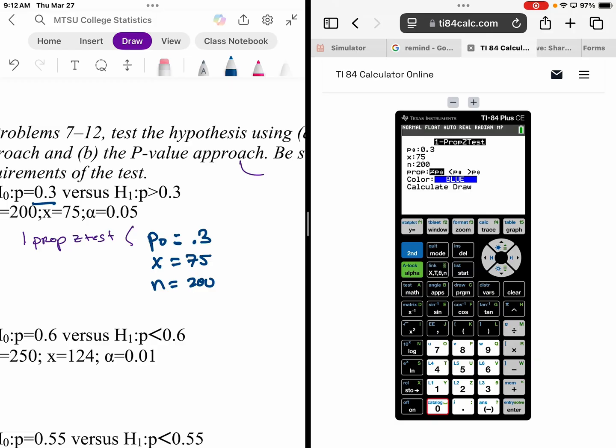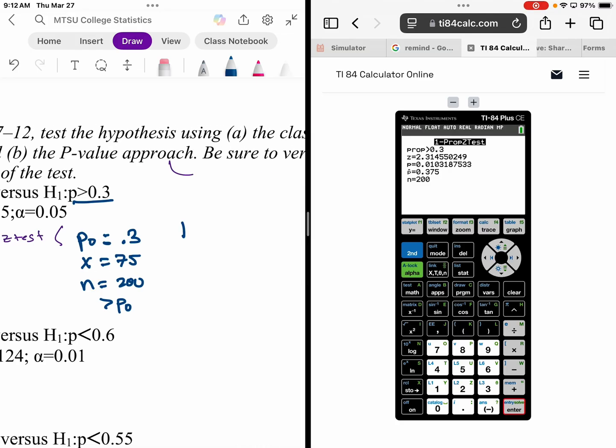I'm going to go through. They tell us that we're doing a greater than. So I'm going to go down and choose the last option, the third option: greater than the null hypothesis value. I hit enter. As I did this, I chose that it was greater than the P naught. And then I hit calculate, and there we go.